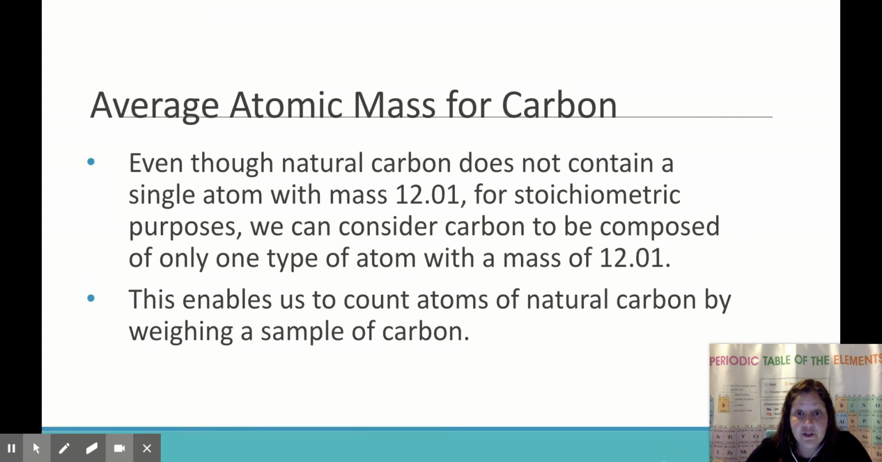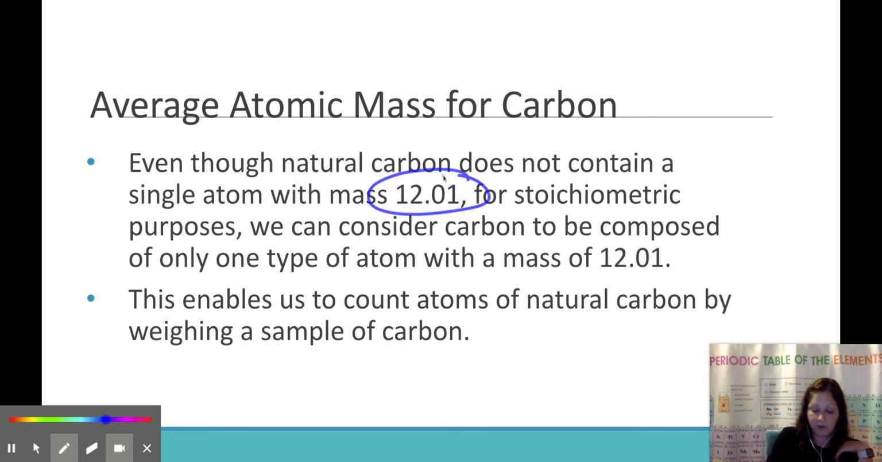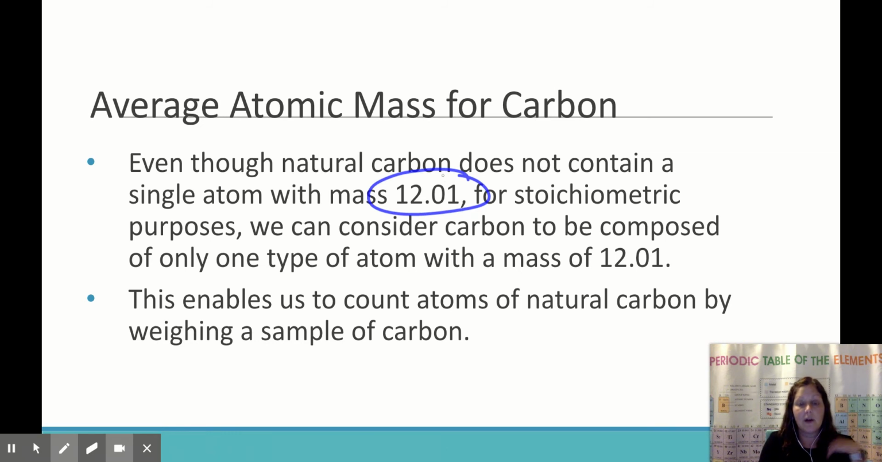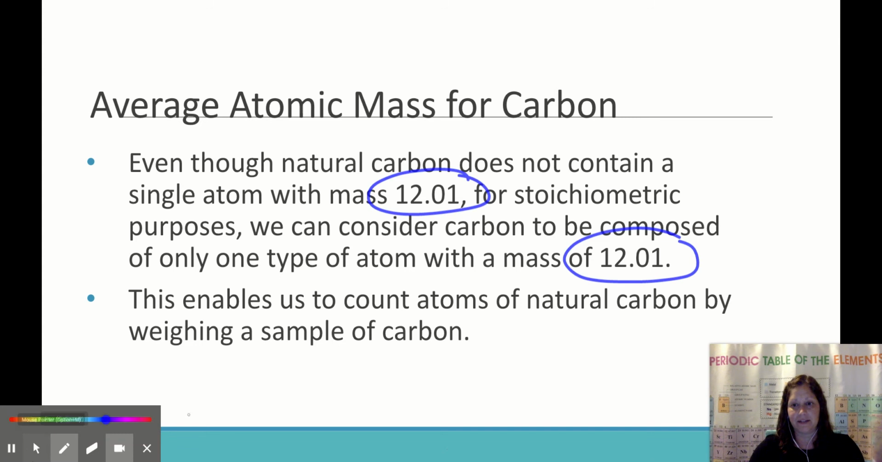And this average atomic mass just tells us, again, the average mass of carbon atoms. There is not a single carbon atom that has a mass of 12.01. But for stoichiometry, because we're going to have such a large sample, a large number of carbon atoms, we can say that this is the mass for stoichiometry purposes because it will be the average mass of all of the atoms present.